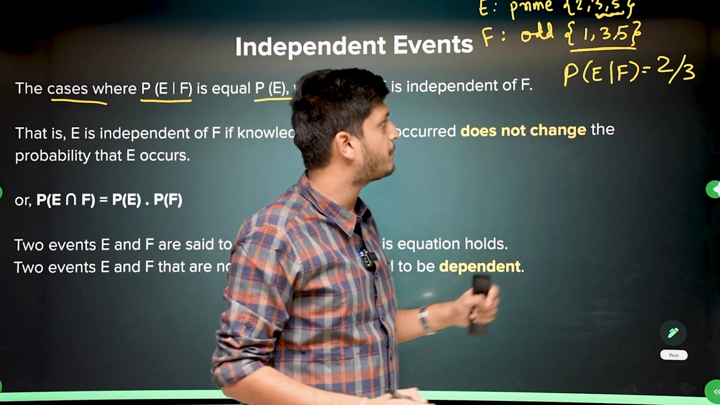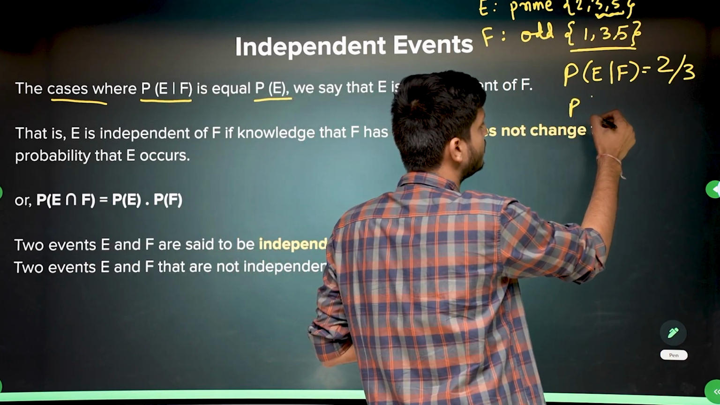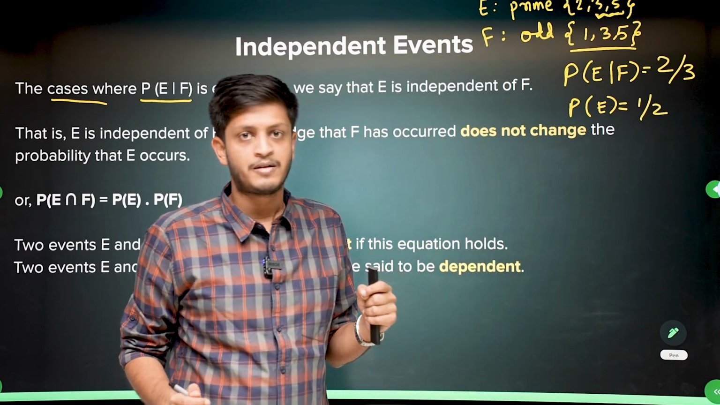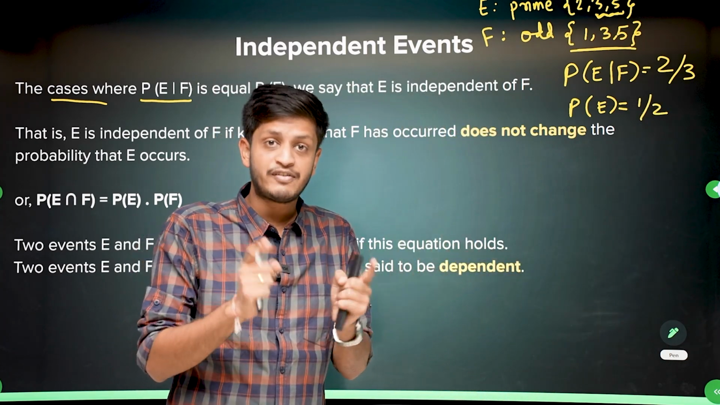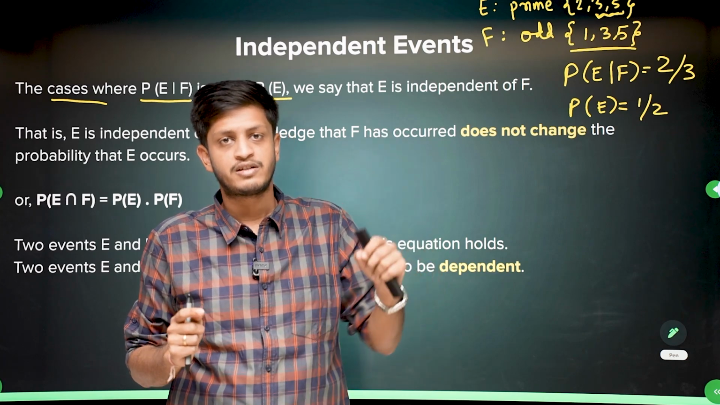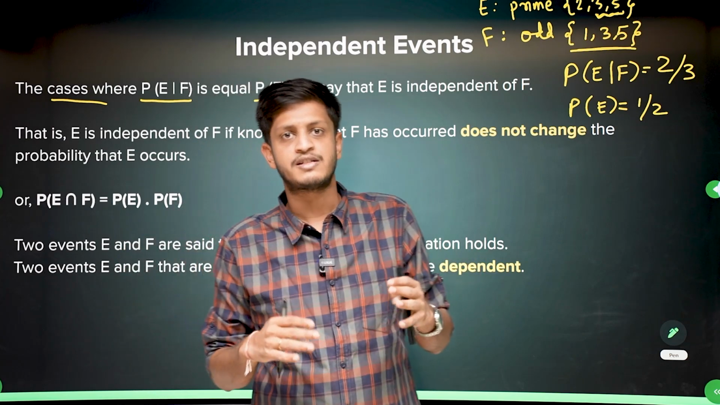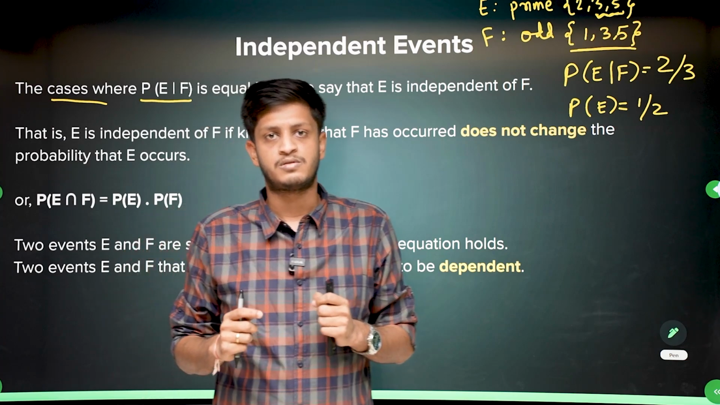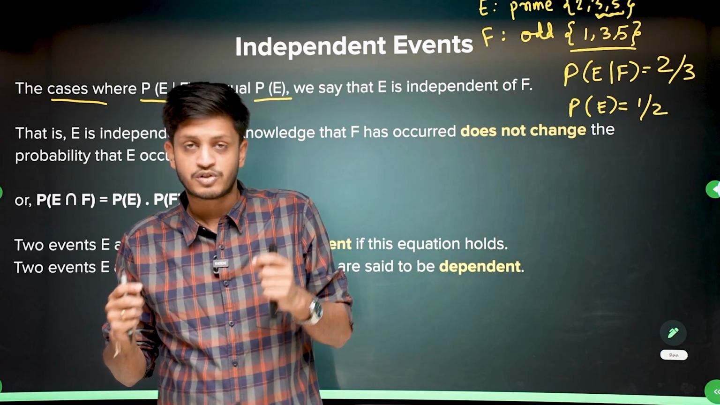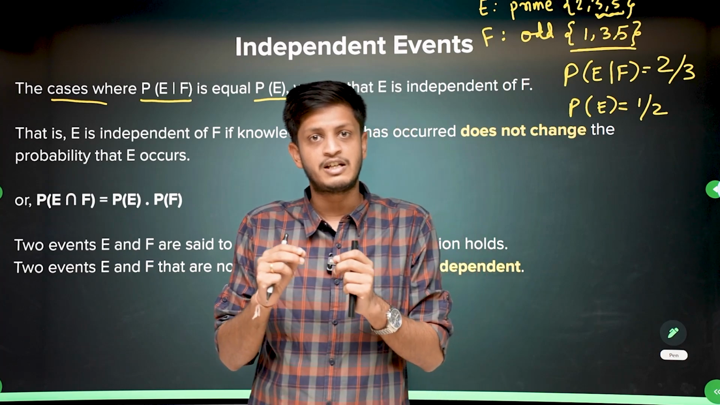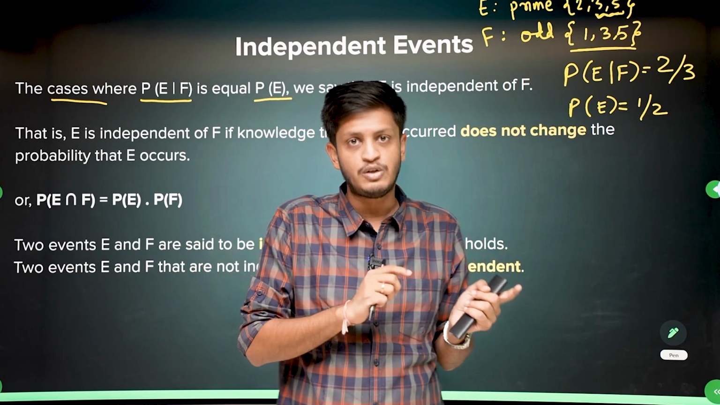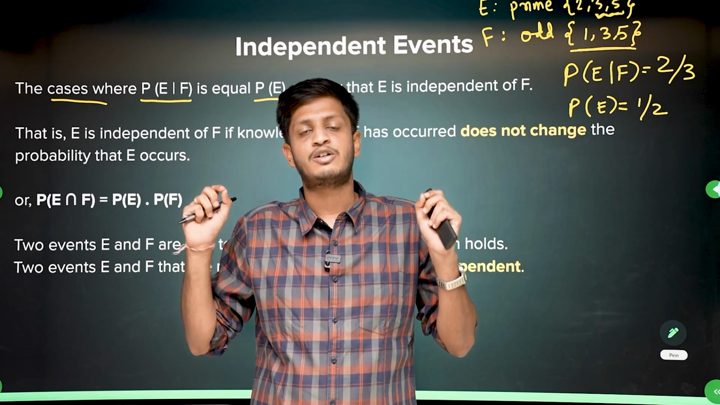So now see what happened. The probability of E initially was 1 by 2. But the probability of E given F has already happened increased a little bit. It might increase or decrease depending on the events, but sometimes it can remain the same also. So if the probability of E given F has already happened doesn't change and is equal to the probability of E only, then E and F are said to be independent.